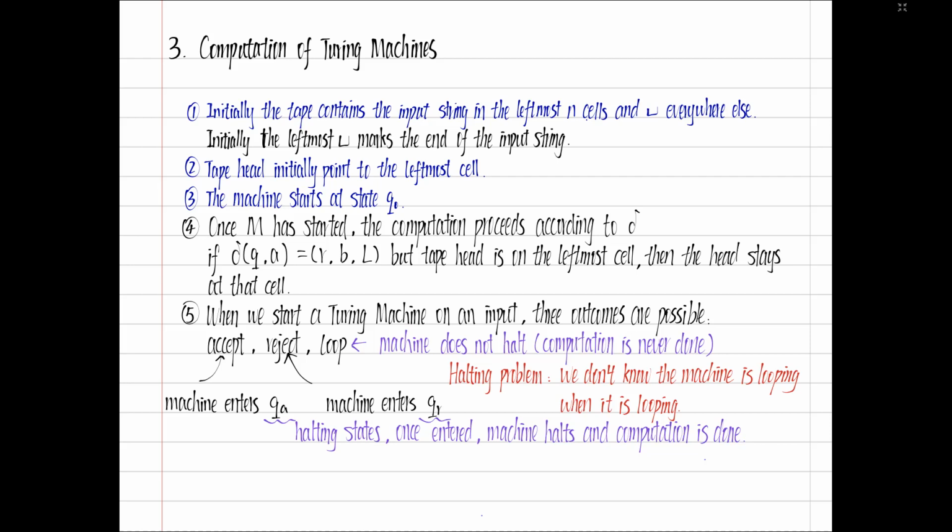When the machine starts on an input string, 3 outcomes are possible. The machine accepts the string by entering QA and halts, or rejects the string by entering QR and halts, or the machine loops. By looping, we mean the machine does not halt. Once the machine enters QA or QR, the computation is done. If the machine loops, then the computation is never done.